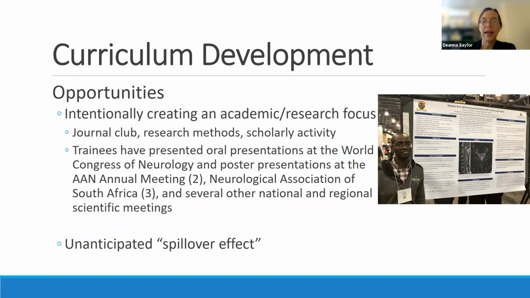And finally, I really wanted to intentionally create an academic and research focus within our program. I did this by including weekly journal clubs, research method seminars, and emphasizing scholarly activity. And the reason that I really wanted to do this was because I recognized that we were creating a new field of medicine in Zambia, and I wanted our graduates to have the resources necessary to develop their own locally relevant data that would inform how they cared for patients, their policy and advocacy activities with the Ministry of Health, and really enable us to develop our own evidence-based systems of care.